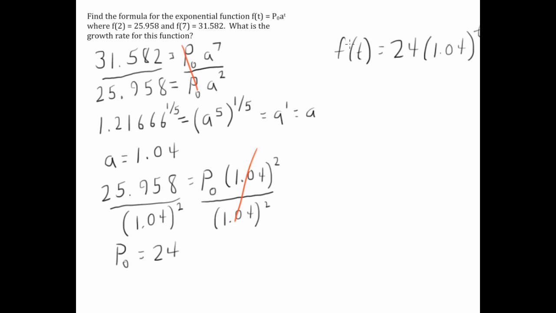Okay, growth rate. Just a reminder that we have this formula that a, our growth factor, is equal to 1 plus r, our growth rate. So we just do a simple plug-in. We get r equals 0.04, but it's a lot more helpful to write that as a percent. That is a 4% growth rate. And I'm hoping this gave you some nice ideas on how to find formulas of exponential functions.